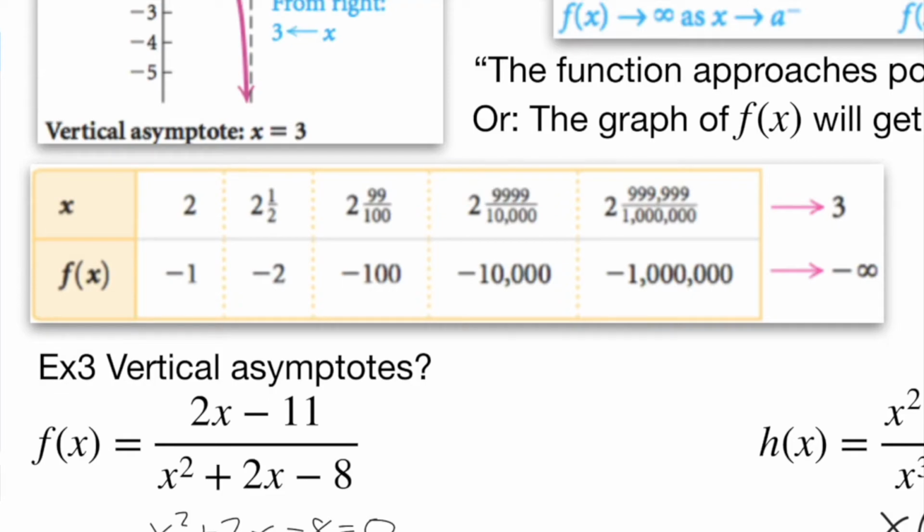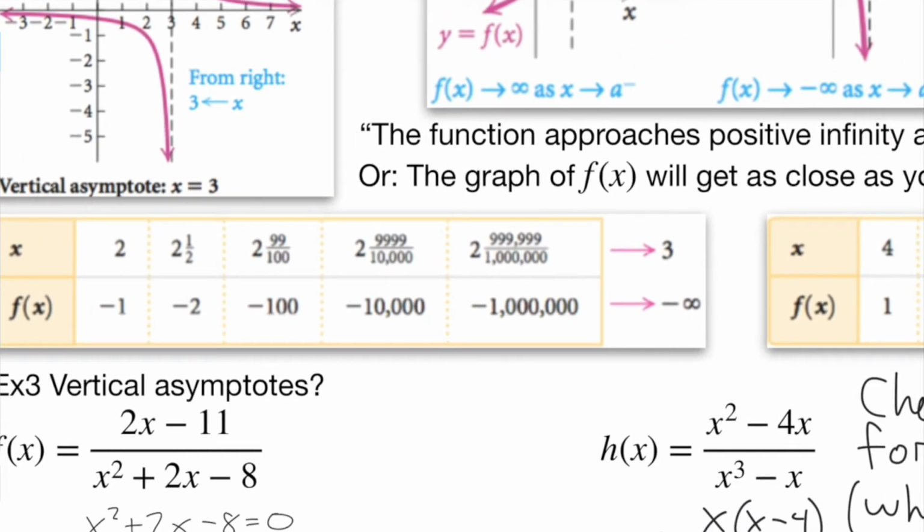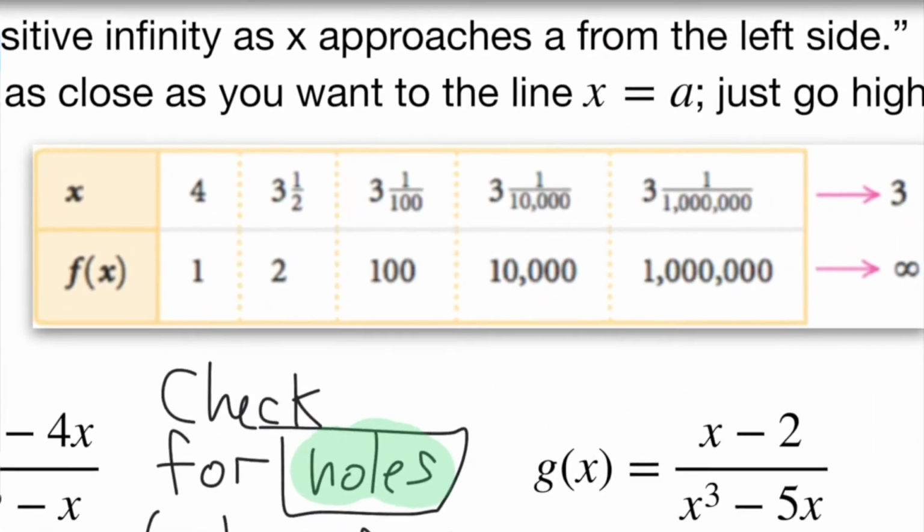You can get as large a negative number as you want by simply choosing an x value that is as close as you want to 3, or as close as you need to 3.